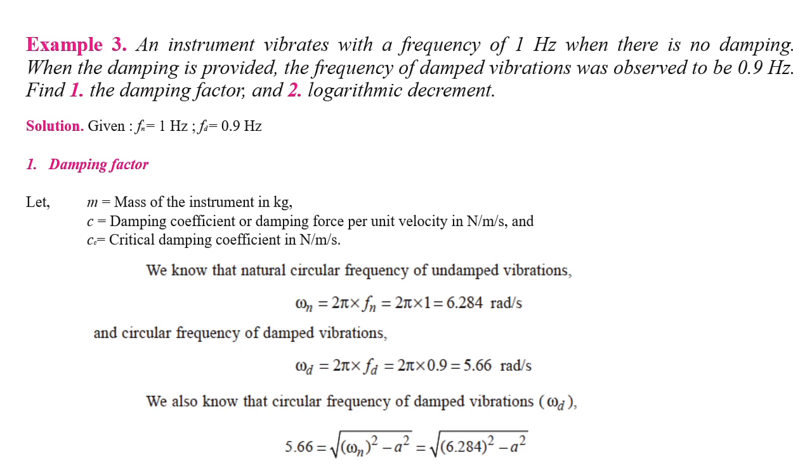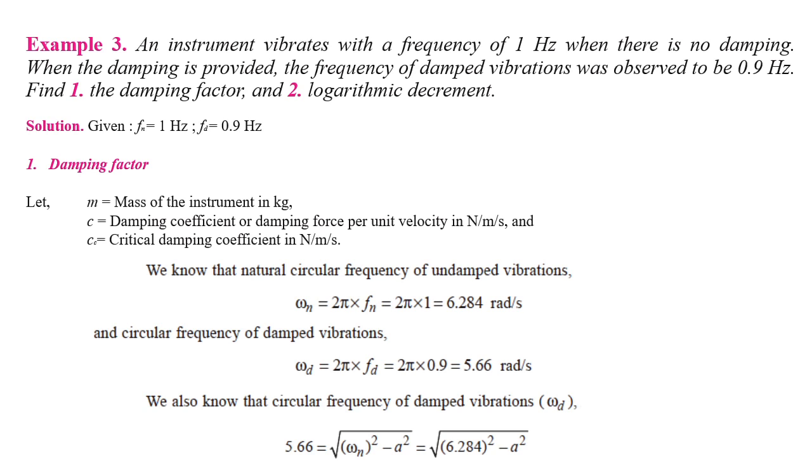Once I have the value of x1 upon x2, put it in the formula of delta, that is logarithmic decrement, which is log to the base e of x1 upon x2, equal to twice pi a upon square root of omega n square minus a square. Find the value of a, and then put the value of a in the formula of c. C is equal to a into twice m. Find the value of c. Pause the video and check the calculation once again. You will get the answer 7.65 Newton per meter per second.